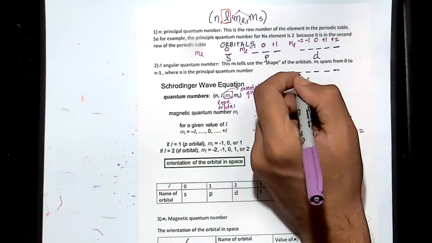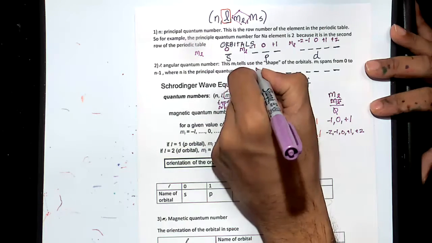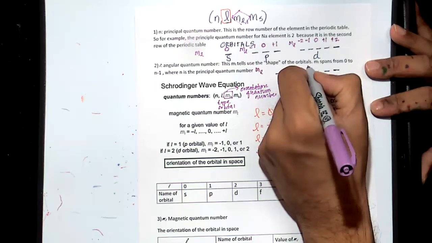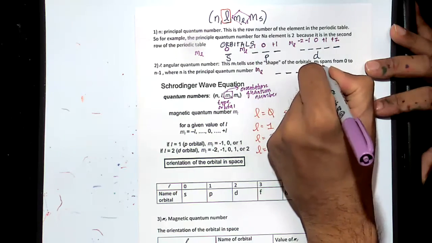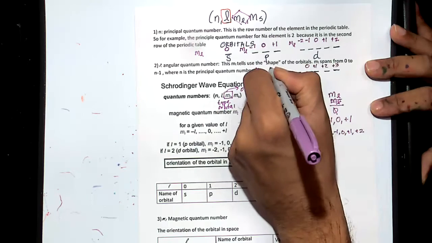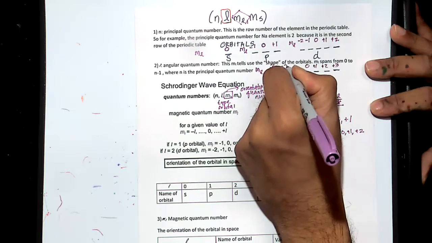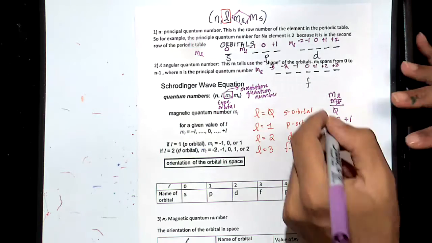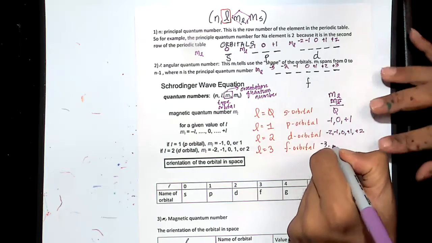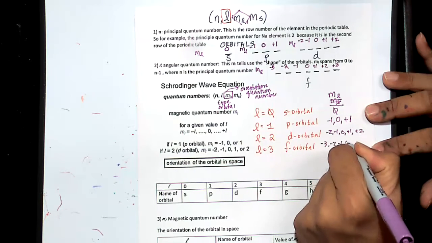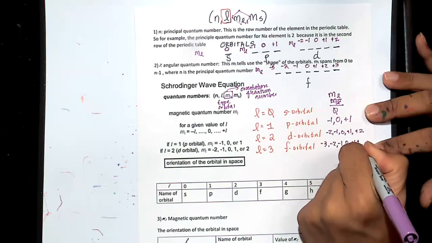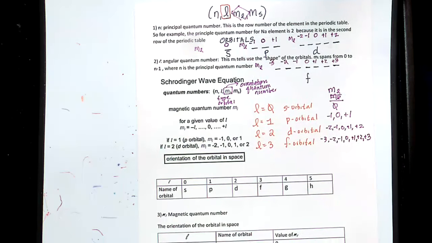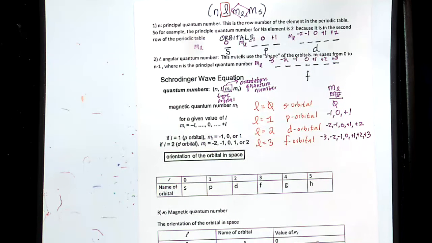Finally, I'm not going to talk about F, but just for completeness, m sub L for F, the center one is 0, then we're just going to go to the left and to the right sequentially. So for the F orbital, m sub L can be -3, -2, -1, 0, +1, +2, or +3. So that's our third quantum number.